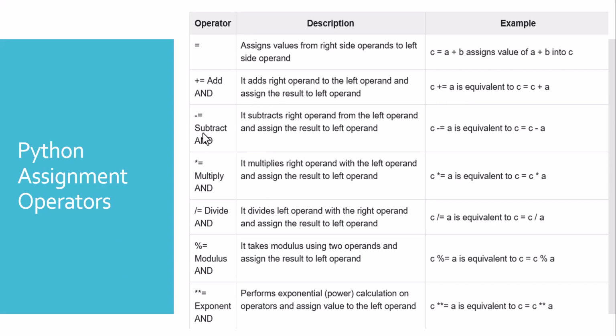And here also, minus equal to means subtract: it subtracts the right operand from the left operand and assigns the result to the left operand. Basically c is equal to c minus a, then we can write it like this also, c minus equal to a, okay. Similarly for multiplication, c is equal to c into a, then we can write c times equal to a, okay. For divide also you can write like this, c is equal to c divided by a, then we can write c divide equal to a, okay. For modulus also same, for the exponent also same, okay.